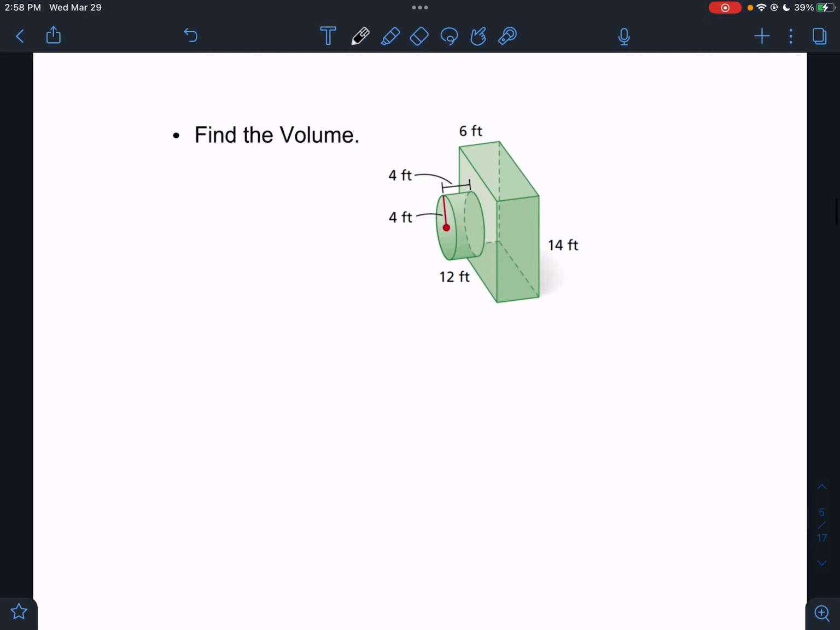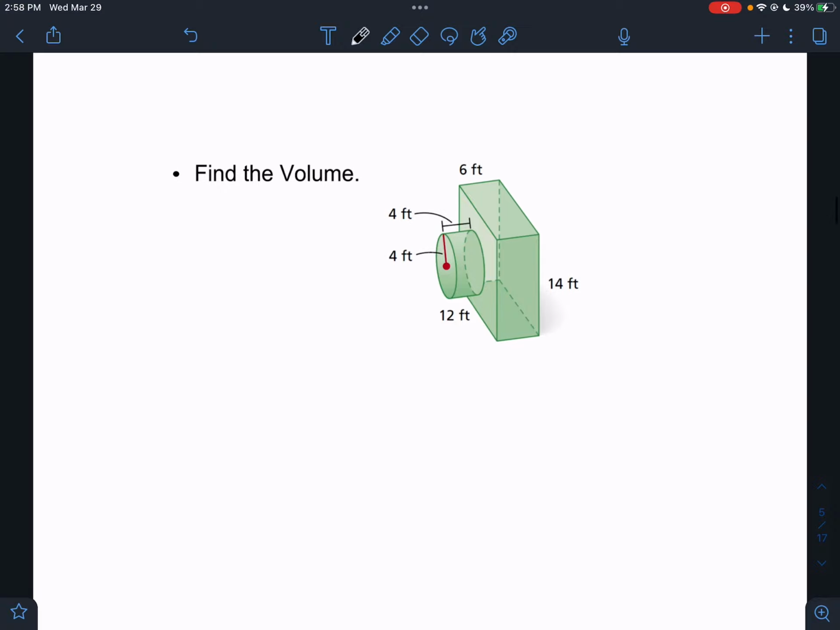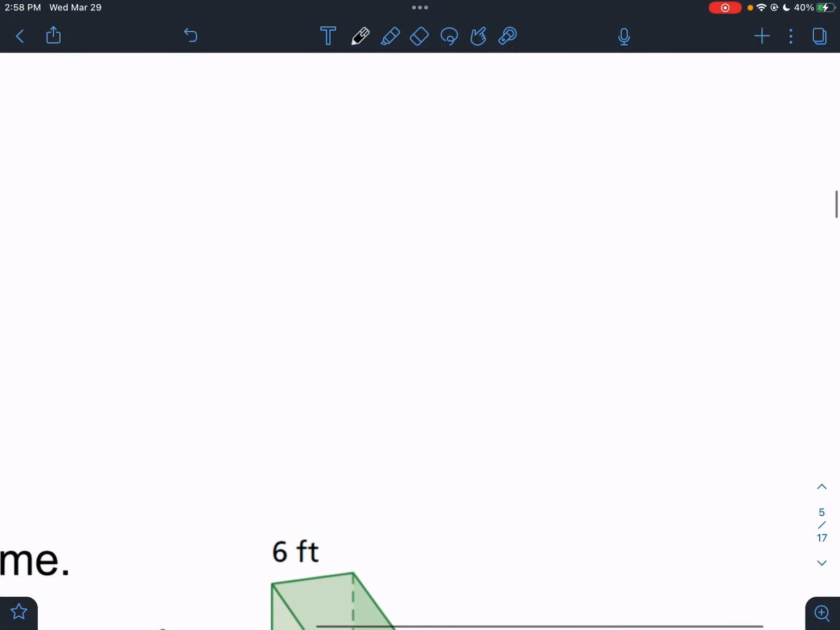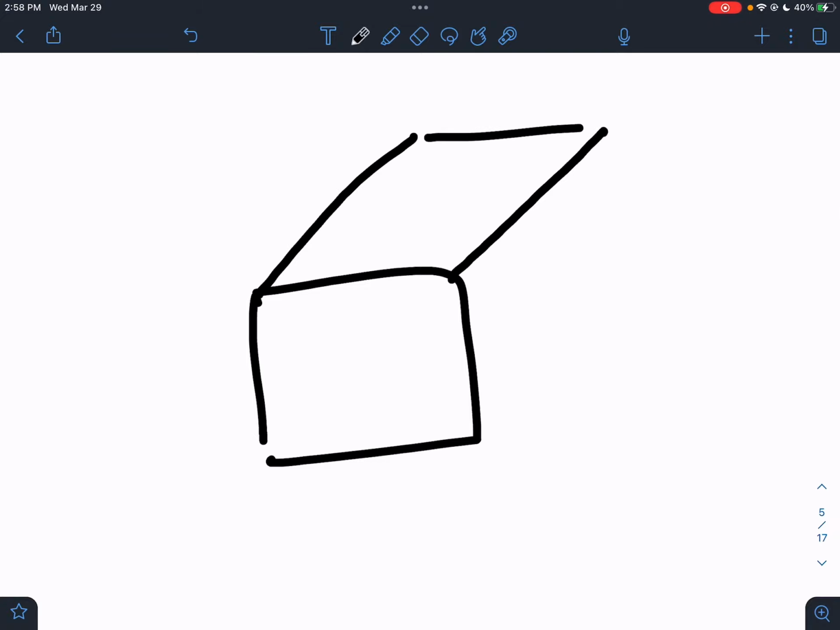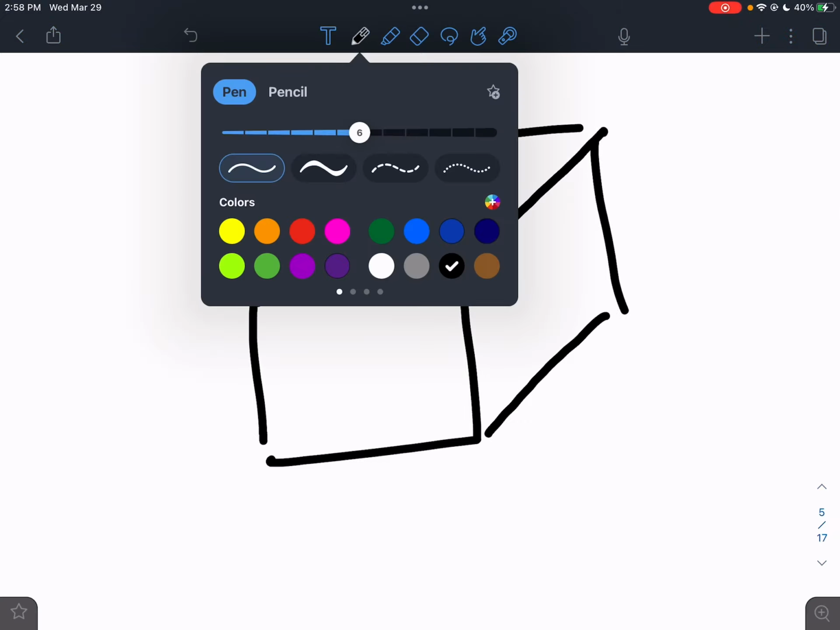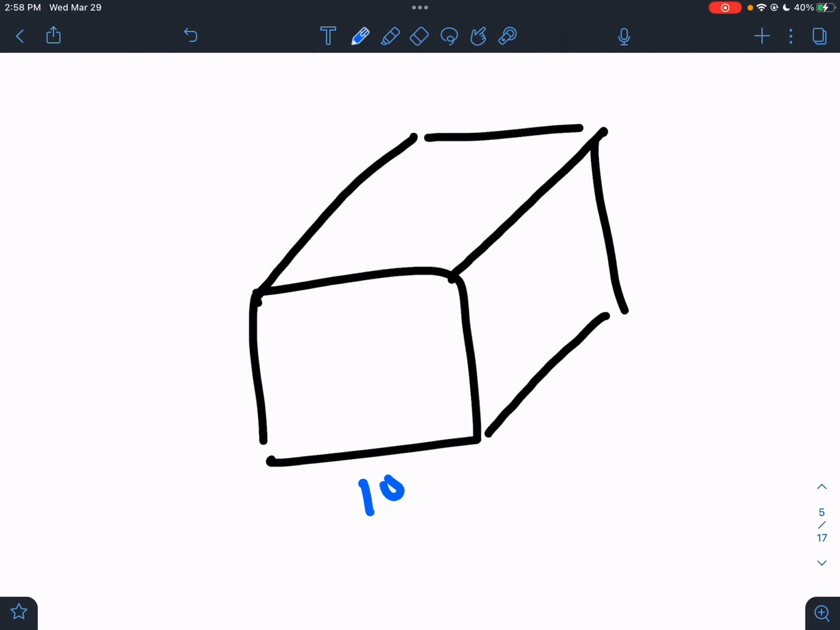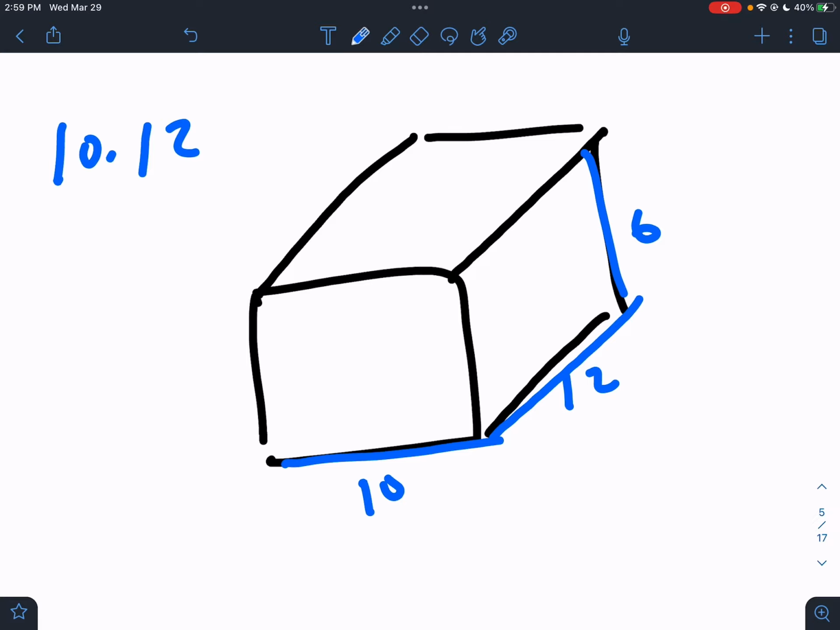Here's another situation, a cylinder and a prism. It's a rectangular prism. One thing I want you to note: if you have a rectangular prism, it doesn't matter which face you call the base. For volume, if this was 10 and 12 and 6, and you call the bottom the base, you're going to do 10 times 12 and then times 6, right? You do 10 times 12 times 6.